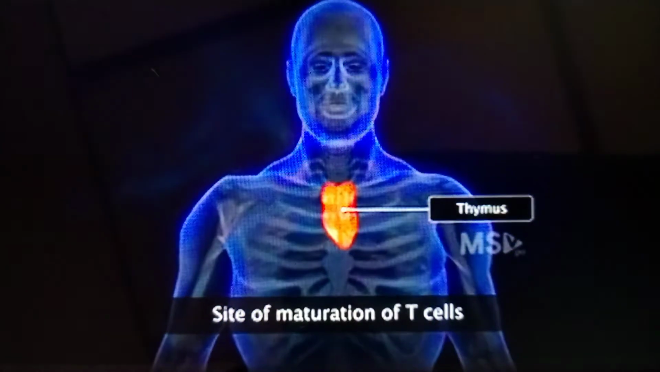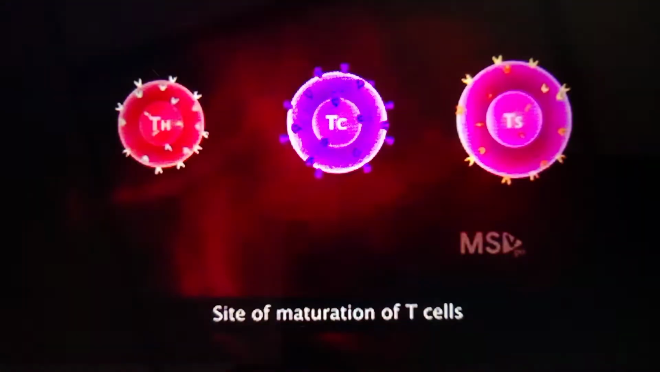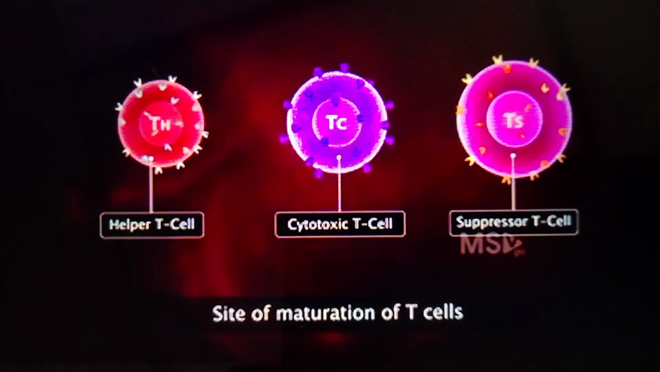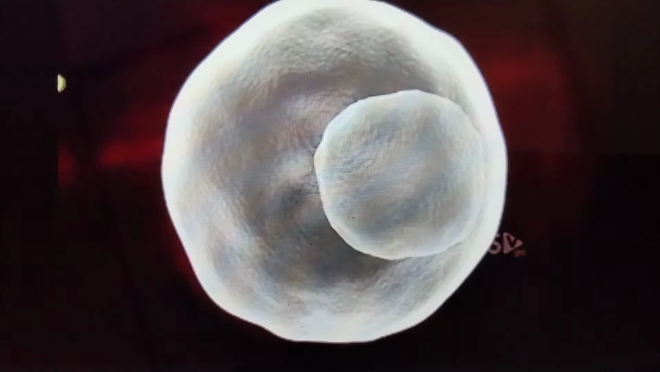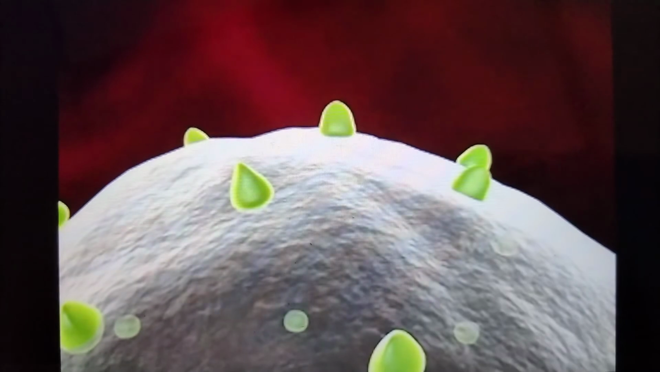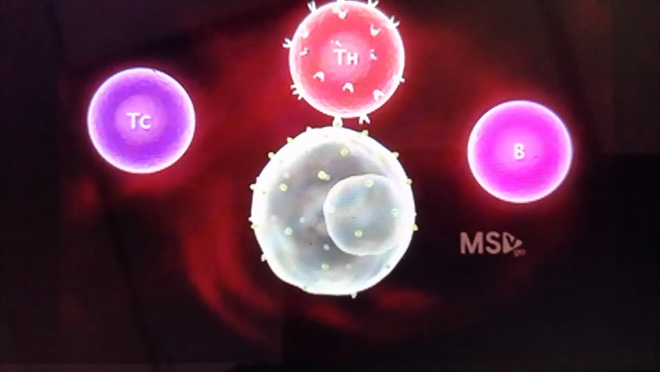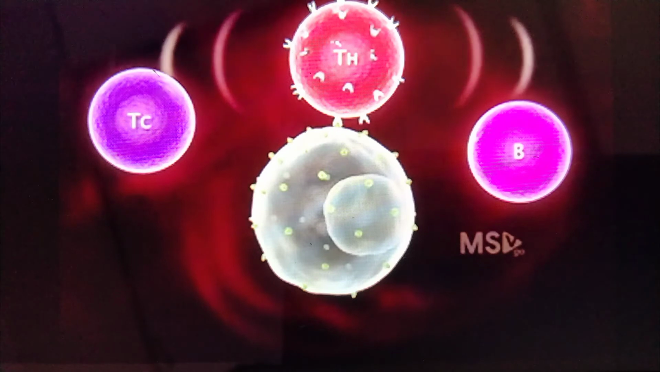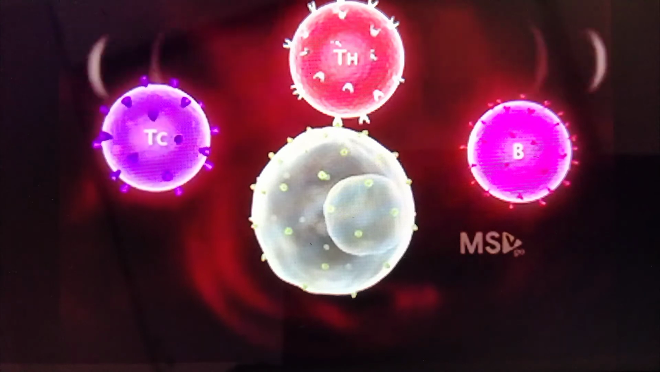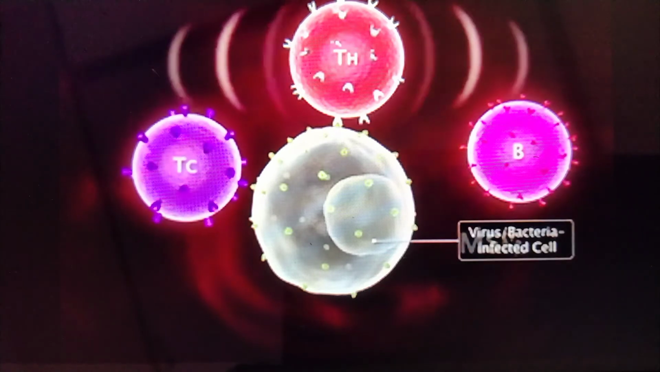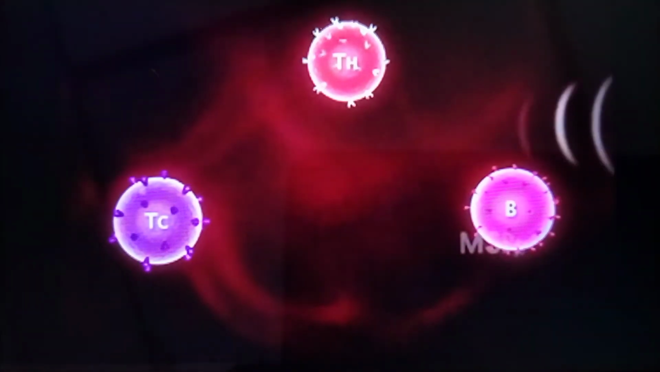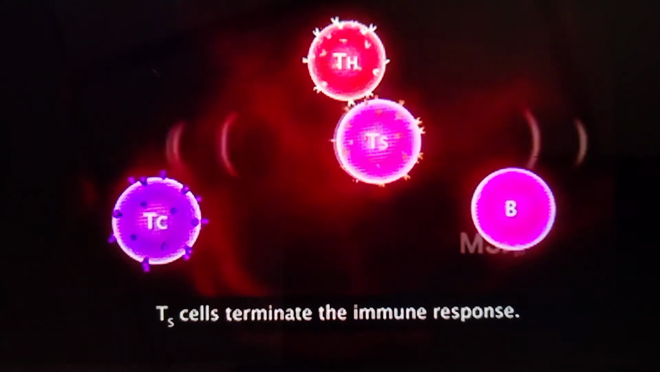Thymus is the site of maturation of T cells, which later differentiate into Th, Tc, and Ts cells. Th or helper T cells recognize antigens on the surface of infected cells, activate the Tc or cytotoxic T cells as well as B cells to produce antibodies. The activated cytotoxic T cell kills the cell infected with viruses and bacteria. The suppressor T cells terminate the immune response once the pathogen is killed.